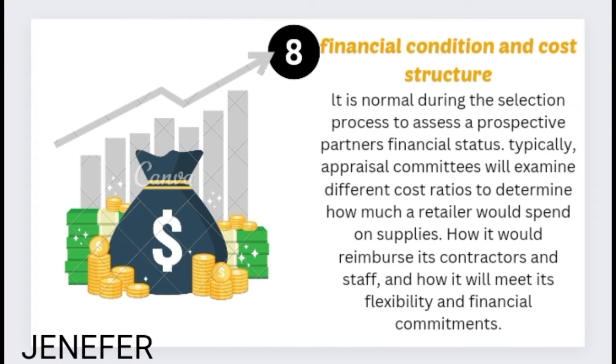Number 8 is financial condition and cost structure. It is normal during the selection process to assess a prospective partner's financial status. Typically, an appraisal committee will examine the different cost ratios to determine how much a retailer would spend on a supplier, how it would reimburse its contractor and staff, and how it will meet its flexibility and financial commitment.